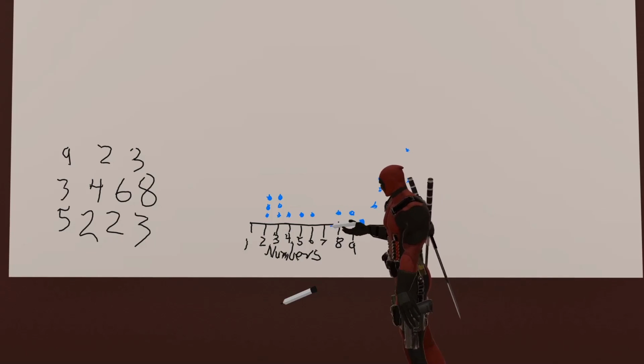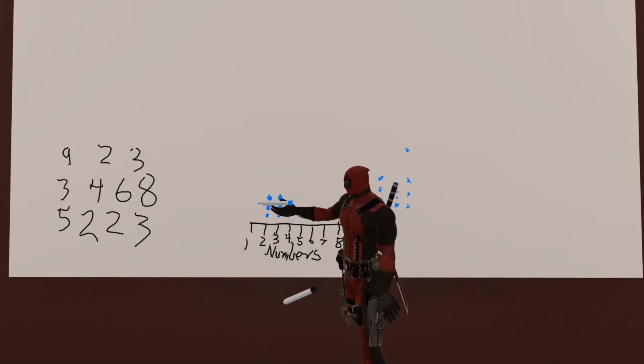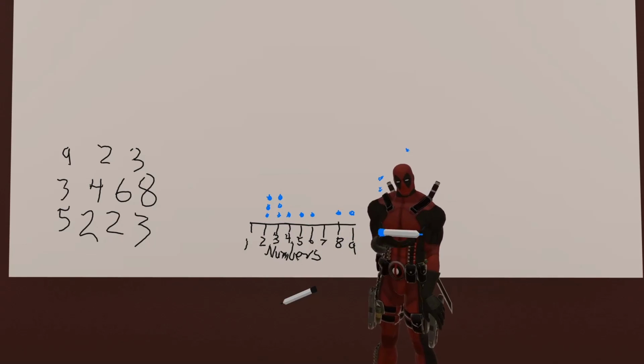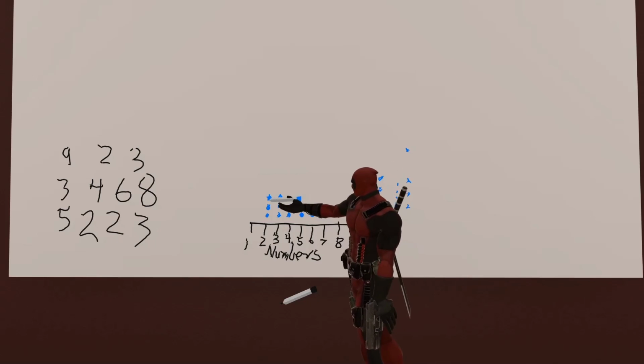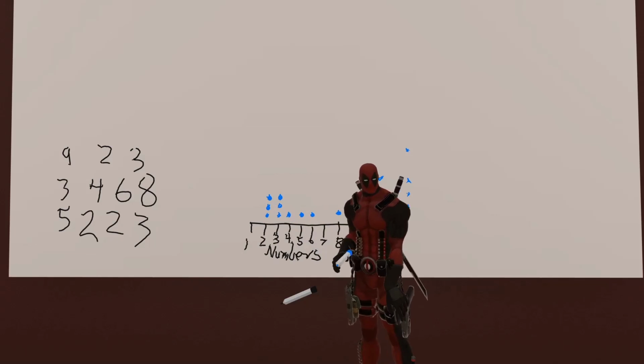So when you're doing a dot plot, make sure that everything is in line and it goes up. The dots are roughly the same size and roughly the same spacing. You can see that I have one marker space there and one marker space there.